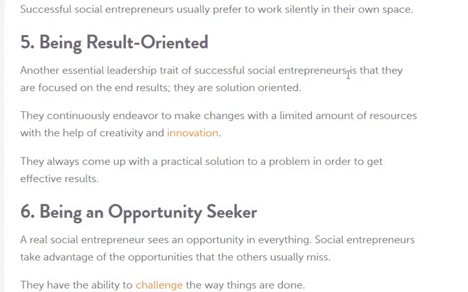But with the help of creativity and innovation, without it, even if people have a lot of resources, a lot of capital, but sorry to say, capital does not support more. That's why, with the help of creativity and innovation, they easily achieve their goals with a limited amount of resources.